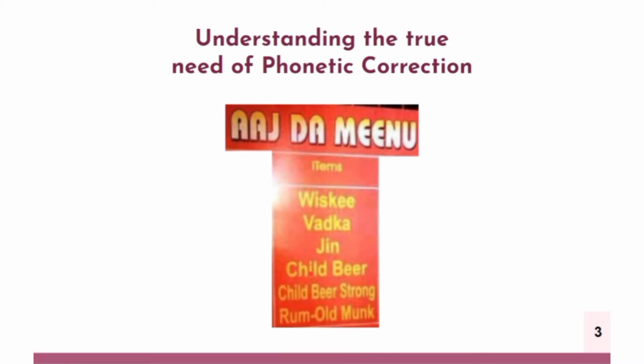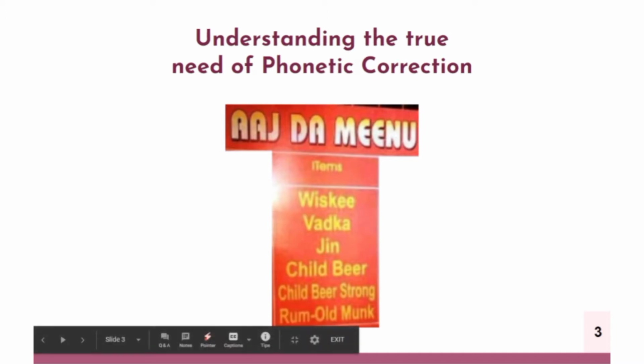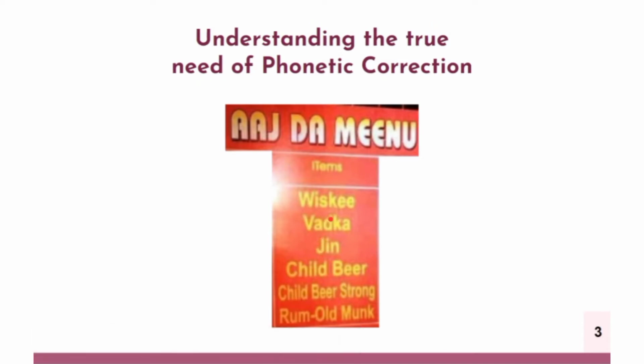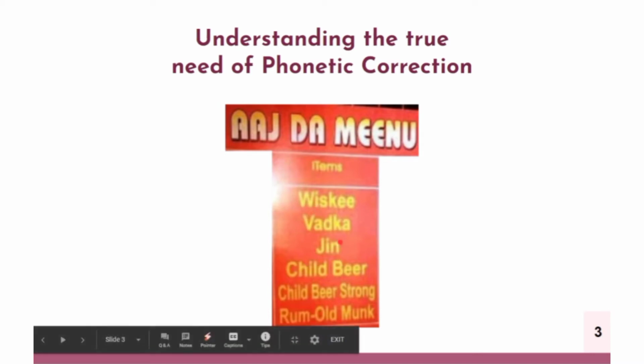Is there something called child beer? No, right? What he or she wanted to write was chilled beer, CHILLED, and beer. And even in the place of WISKEE, the actual spelling should have been WHISKY, right? But why is this happening?